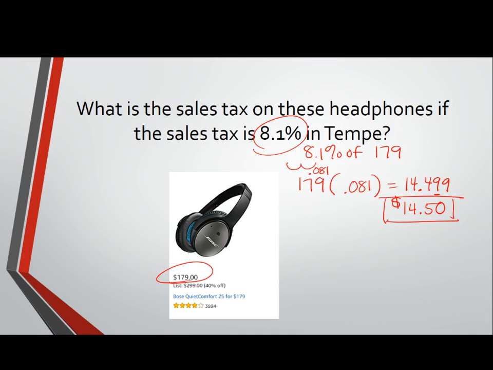Now, if you wanted to know how much these headphones are going to cost you, you would add that to the $179, but that's just the tax.